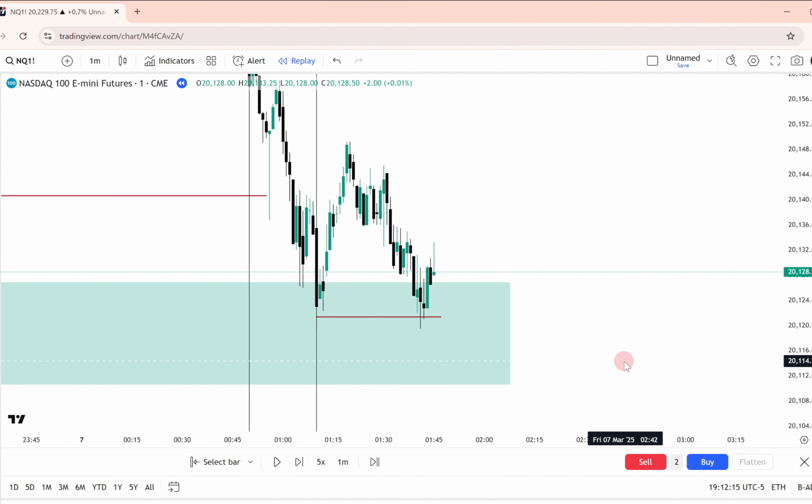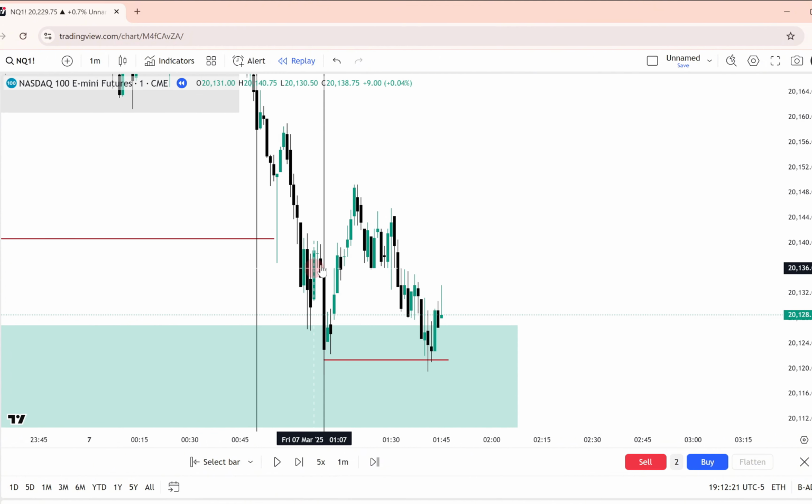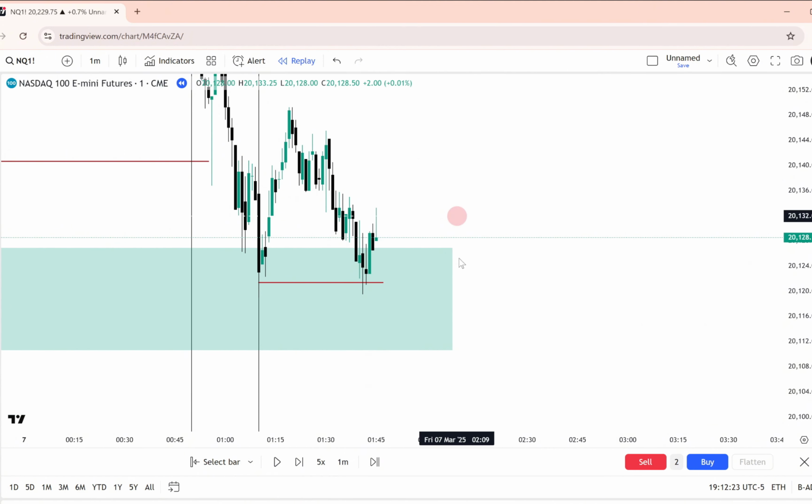Now, for some people, you're going to say, well, why didn't you just make your stop loss lower? Because I didn't want this low to be swept. Ideally, I wanted price to push up here and then expand higher. But did price do that originally? No, it did not.